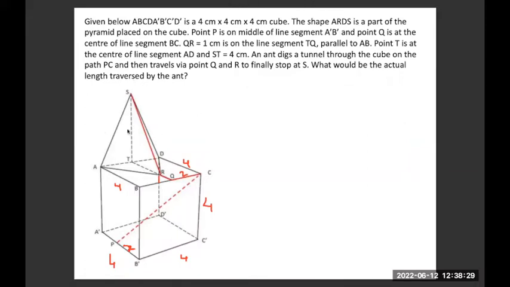Now, what do we know? We know ST, which is 4. It's written here. I forgot to write it, but ST is 4. We know TR. If RQ is 1, then TR will be 3.